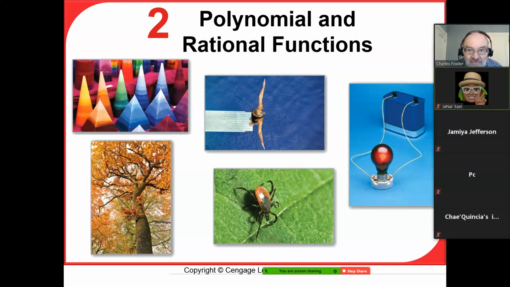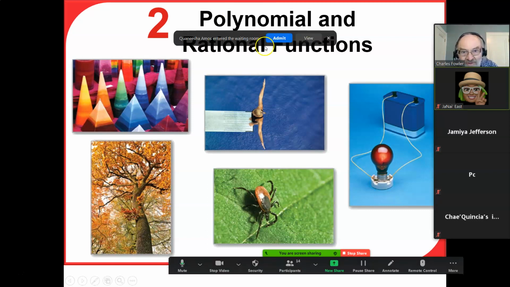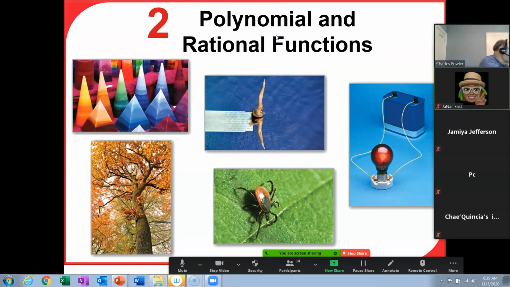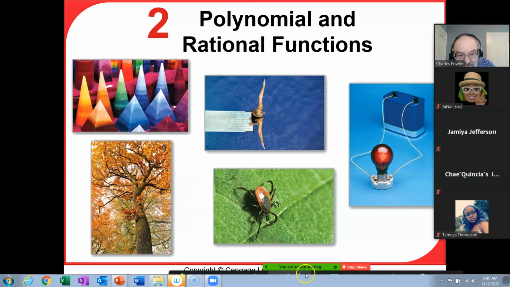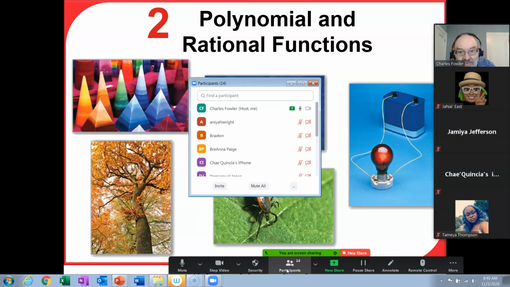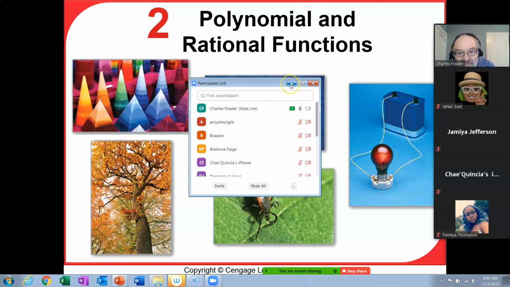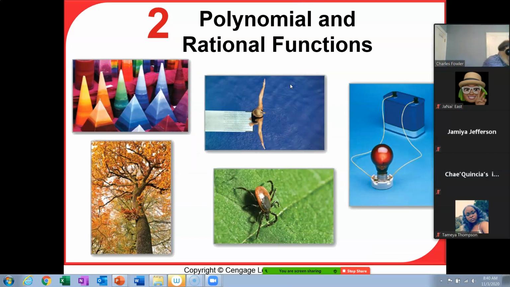All right, we're still in Chapter 2, Polynomial and Rational Functions. The first 5 sections will be dealing with polynomial functions, the last section with rational functions. And here comes Quenisha, so let me get her marked here. Let me make sure nobody else is waiting. It should be 13 students, lucky 13. So 1, 2, 3, 4, 5, 6, 7, 8, 9, 10, 11, 12, 13. Got it.